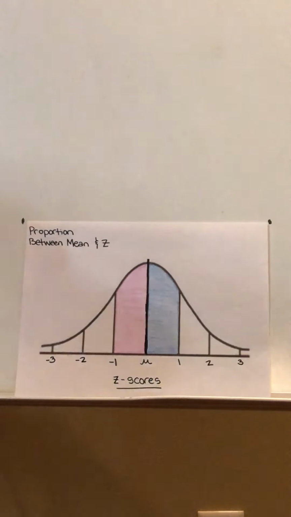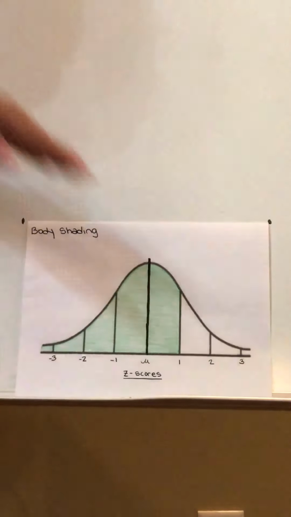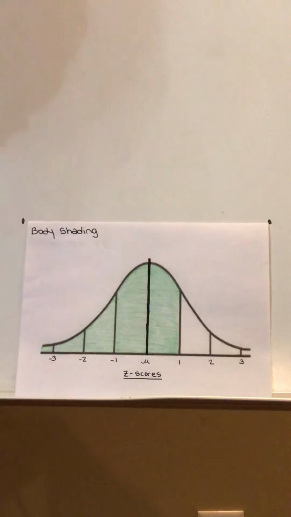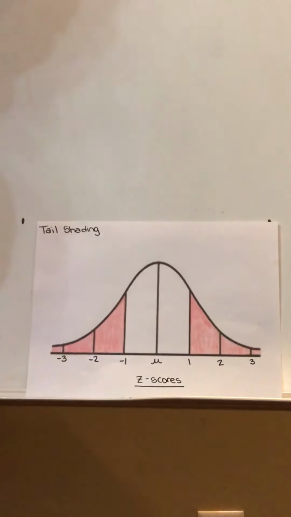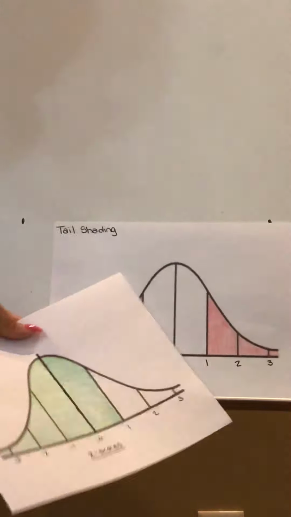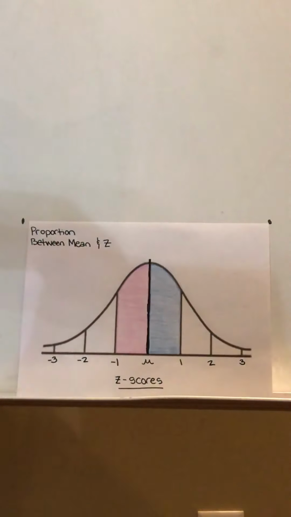Recap, you have the body shading, which has to consist of more than 50% of the veil. We have the tail shading, which will be your ends, and they are 2 separate shades. And then lastly, we have our portion between the mean and z.